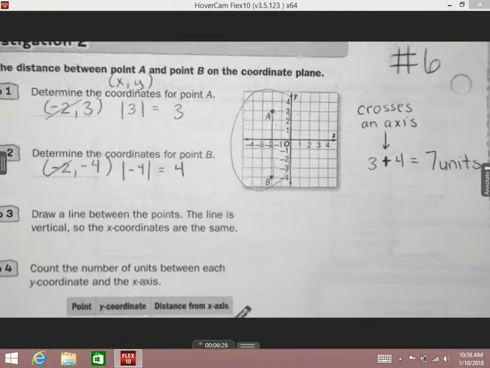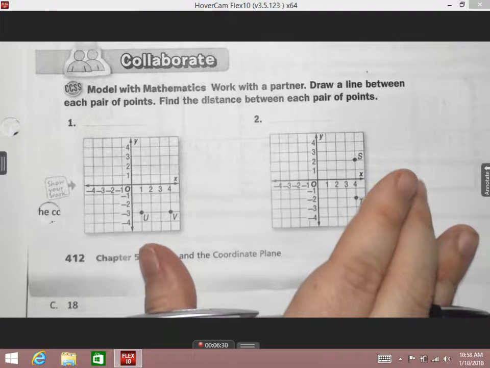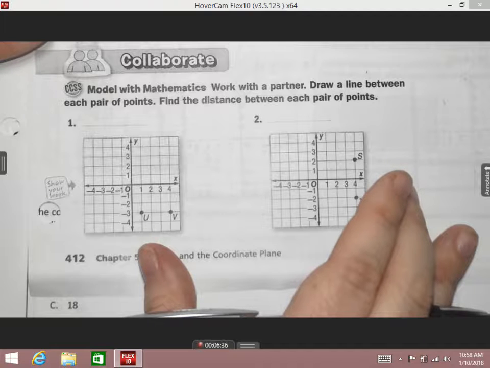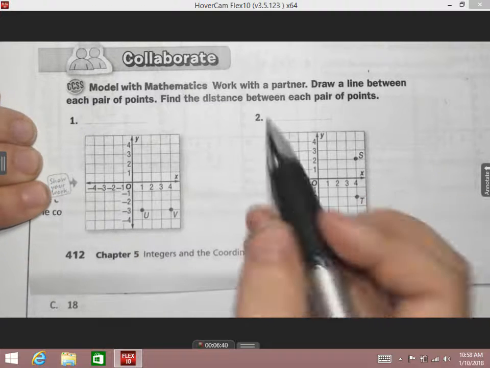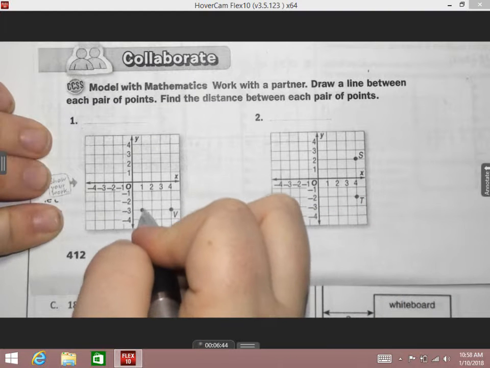So let's look at our next one. We're going to move all the way down to the bottom. It gave us like 5 different steps, but we're not following the steps it gives us, because that made it more confusing for the other classes, so I changed it up on us. Now let's look at number 1 here. We want to find the distance between U and V.